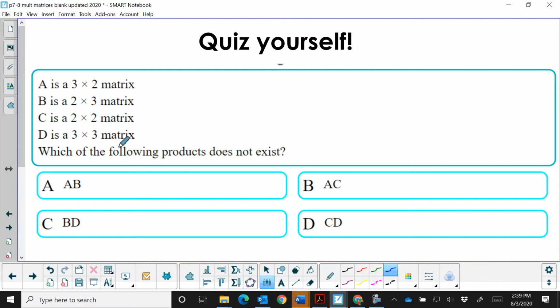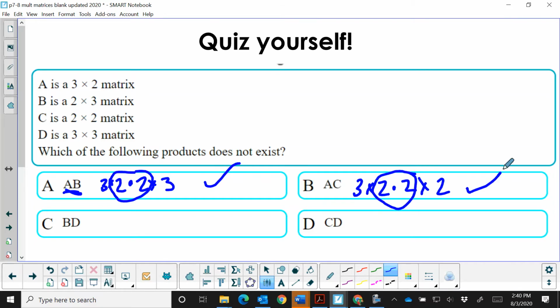Okay, so I'm going to start with A. A is a 3 by 2 times a B, which is a 2 by 3. That's the order I'm given these in. My inner dimensions match, so that one works. Let's try A and C. So A is a 3 by 2. C is a 2 by 2. Do the inner dimensions match? That one's a yes. So far the first two work.